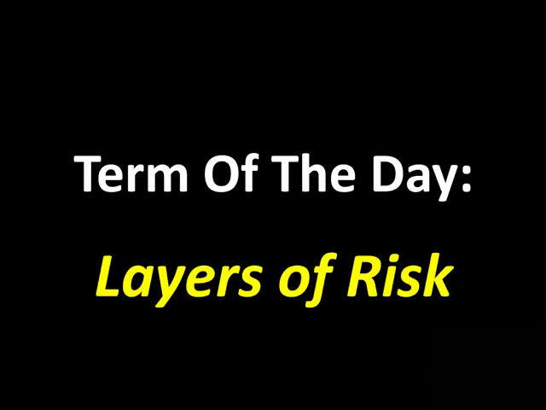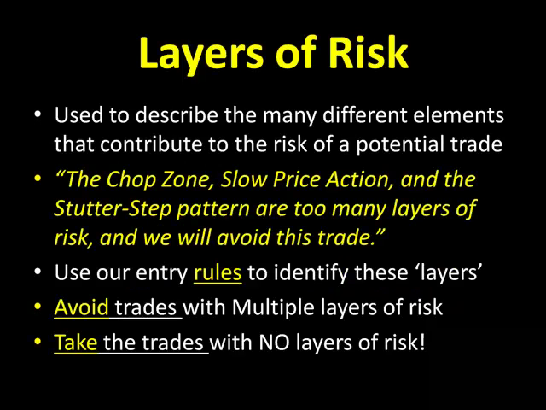Term of the day today is layers of risk. Now, these are used to describe the many different elements that contribute to the risk of a potential trade. We talked about layers of risk today in the room, and of course, it's something we use every single day for every trade we take. And you'll hear me say things like the chop zone, slow price action, and maybe a stutter step pattern are too many layers of risk, meaning that, of course, the risk in the trade is a lot higher, and we'll avoid that trade. Very simply put, guys, we use our entry rules to identify these layers of risk. We avoid trades with multiple layers of risk, and we take the trades with no layers of risk.